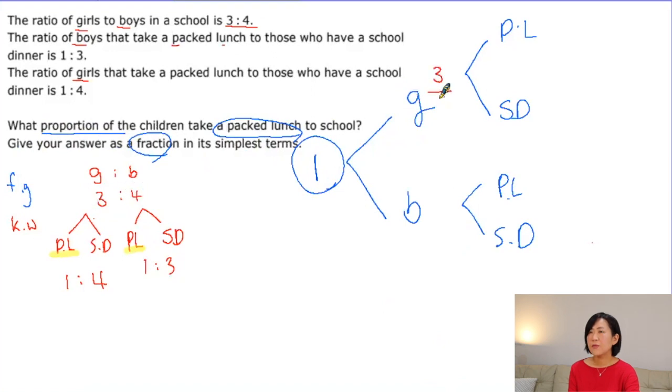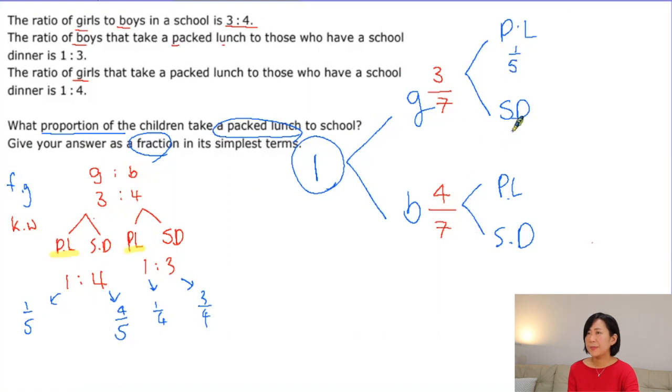We begin with 1, then the fraction of girls in the class is, yes, 3/7 girls in the class, right? Then there is 4/7 of boys in the classroom, is it right? Then think about among the girls, 1/5 of girls having packed lunch, and then 4/5 of girls having school dinner. And again, among the 4/7 boys, 1/4 of boys are having packed lunch, and then 3/4 of boys having school dinner. So let's see.